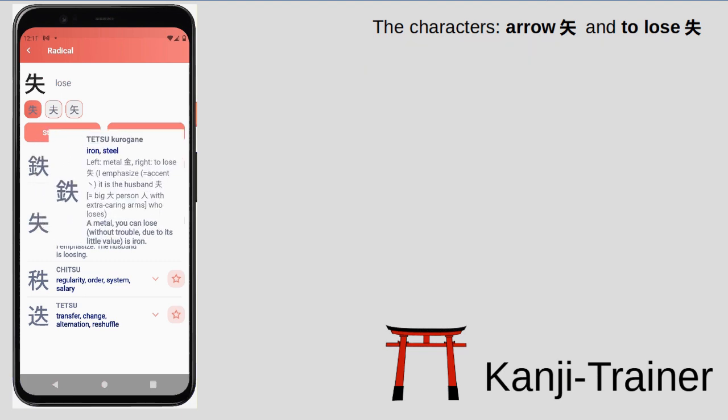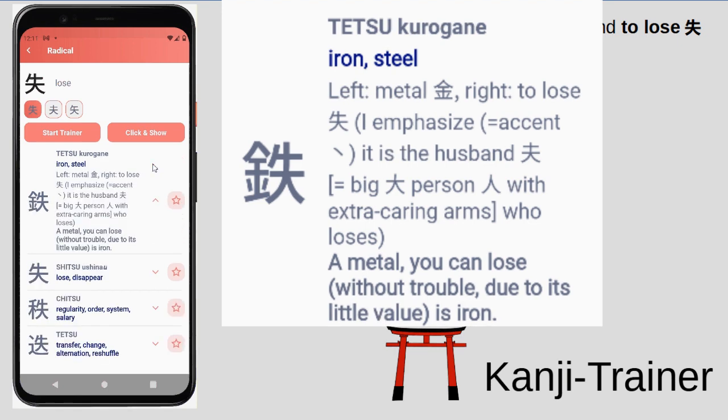The first entry of this list has the pronunciation tetsu or kurogane and the meaning steel or iron. I get the information that this character has at the left side the component for metal and at the right the component for to lose. For the memory phrase, we remember that iron or steel is actually a widespread metal with no high cost. The memory phrase is a metal that you can lose without trouble due to its little value is iron.